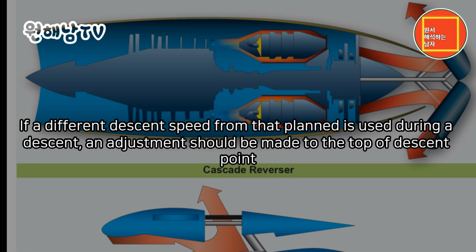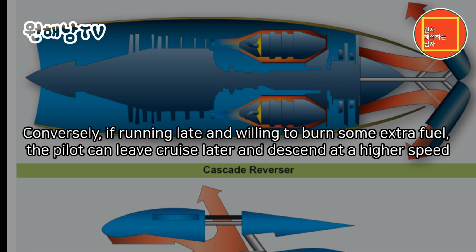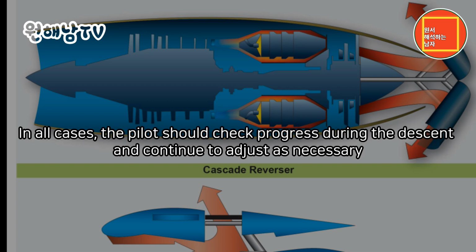If a different descent speed from that planned is used during a descent, an adjustment should be made to the top of descent point. If ahead of schedule, leaving cruise altitude sooner, setting flight idle, and descending at a slower speed will burn less fuel. Conversely, if running late and willing to burn some extra fuel, the pilot can leave cruise later and descend at a higher speed. In all cases, the pilot should check progress during the descent and continue to adjust as necessary.